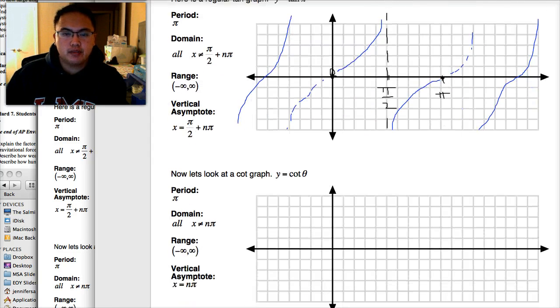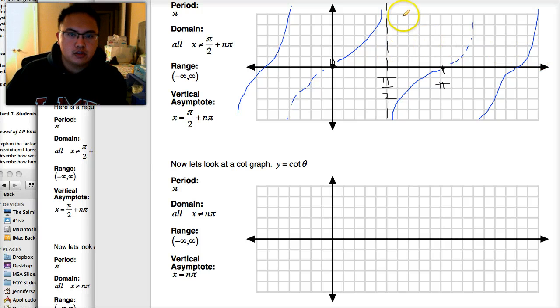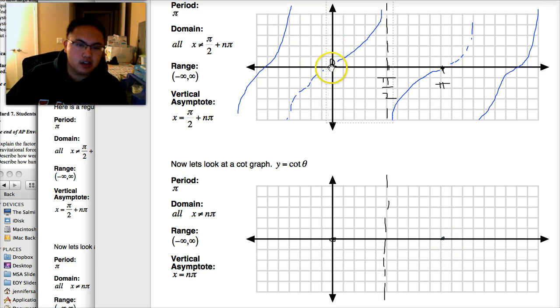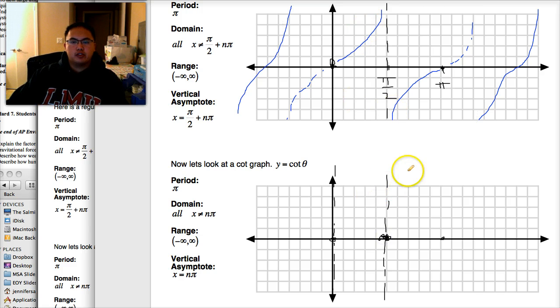Cotangent is actually the inverse of tangent. Okay? So what I'll do is I'll do the same thing. I'll have pi over 2 here. I'll have pi over here. Okay. Remember, the inverse is basically a function flipped. So what I'm going to show you is that instead of wherever tangent is 0, instead I'm going to have a vertical line. And wherever I had a vertical line, I now will have 0. Okay.